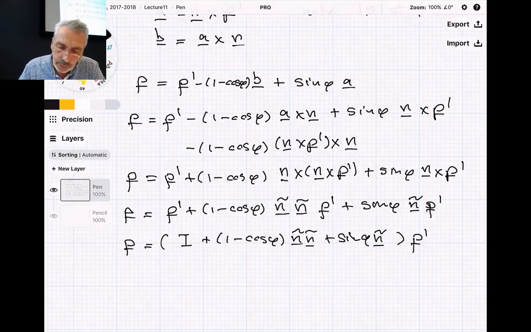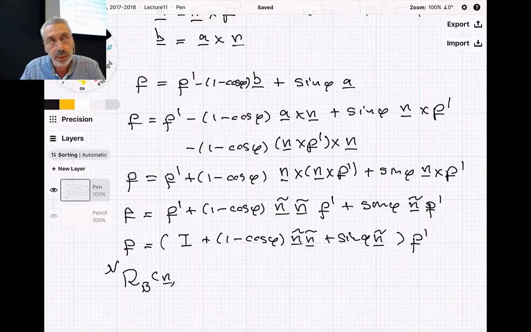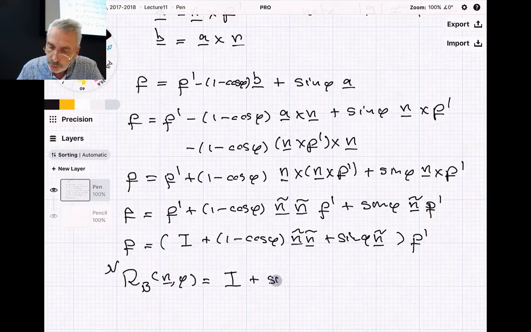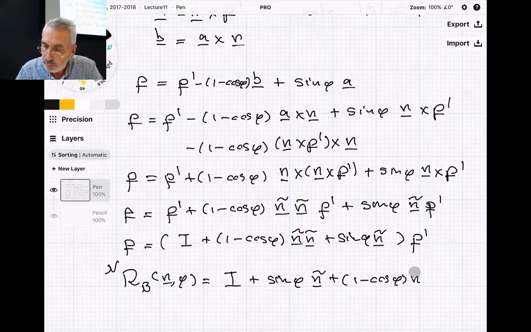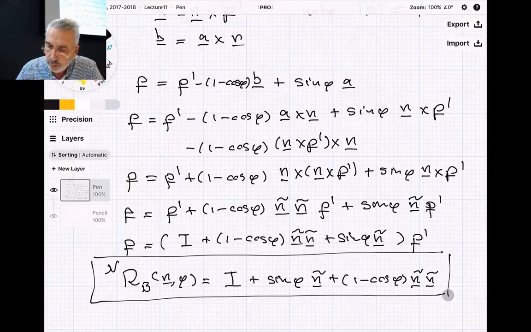Or in other words, the rotation matrix, which rotates from the body fixed frame to the inertial frame, and is parameterized by this axis and this angle, can be written as identity plus sine phi n tilde plus 1 minus cosine phi n tilde n tilde. And actually this is a very compact and nice way of formulating the rotation matrix. Super simple. You just have an identity, you calculate sine and cosine, you make some matrices and the product of a skew symmetric matrix, and then you have the rotation matrix. If you know the axis and the angle, you can generate that matrix.